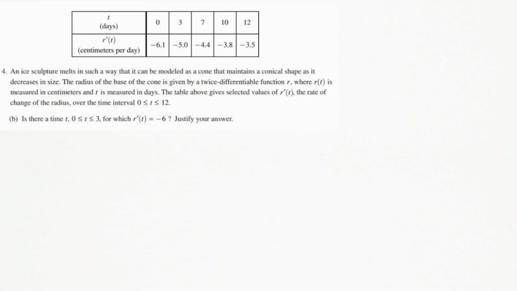So first we see that r prime of 0 is less than negative 6 and r prime of 3 is greater than negative 6. So negative 6 is between r prime of 0 and r prime of 3. So the first condition is met.